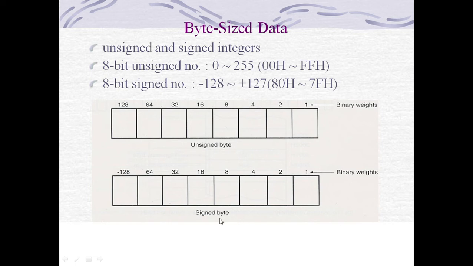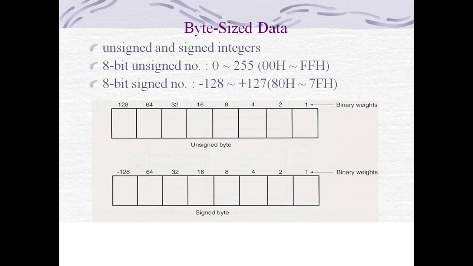And for the signed byte, the same weights are used except the last weight, which is minus 128. So if you want to store a number here, then the binary number is put here, and each bit is multiplied with the corresponding weight, and the value is calculated. That value is the decimal value that we get by multiplying these weights with the corresponding bits and then adding them. The same procedure is applied here by considering the last weight as minus 128. So this is the representation of byte-sized data using an 8-bit unsigned number and an 8-bit signed number.